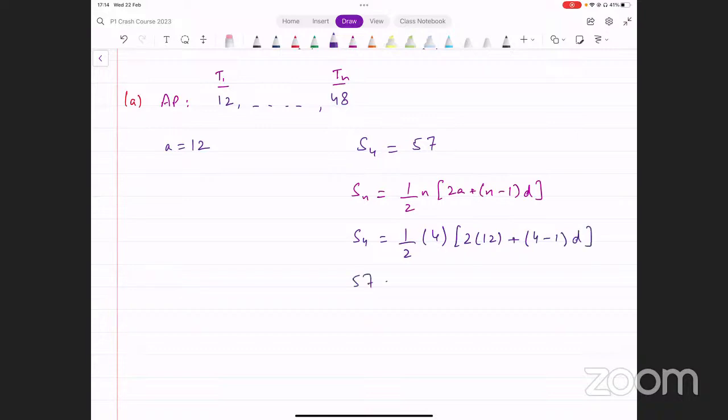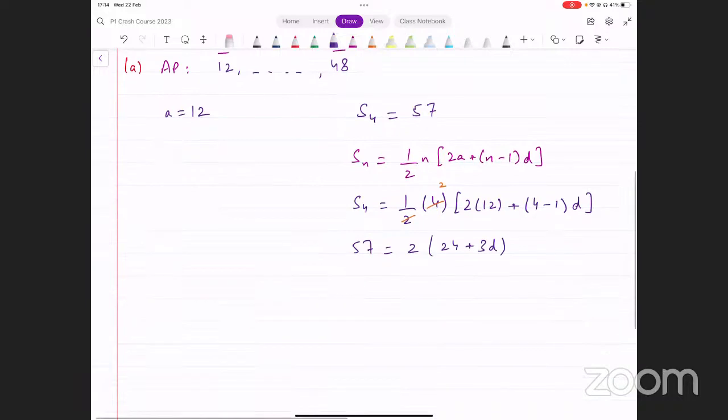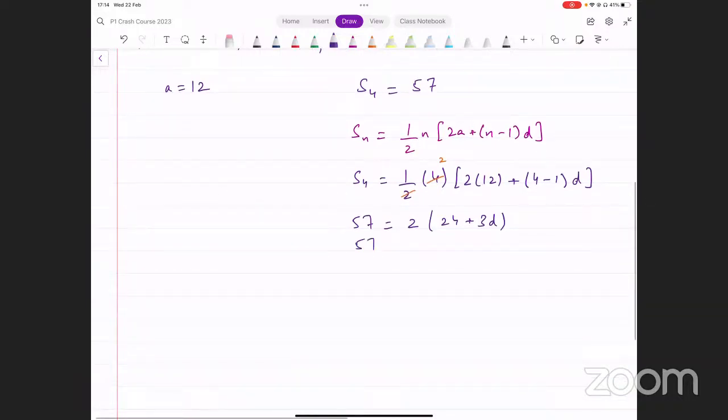So we have an equation in which we have only one unknown, and that is d. We could find the value of d from this. So we can just cancel this out. You're left with 2 here. And then you have 2 into 24 plus 3d inside. Let's simplify this. That gives us 57 equals 48 plus 6d. 9 equals 6 times d. And the difference value turns out to be 1.5, which is 9 over 6.